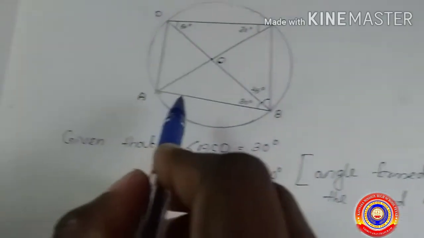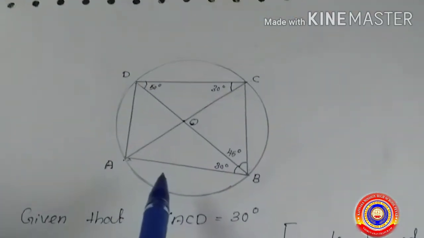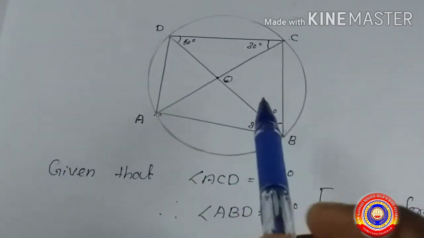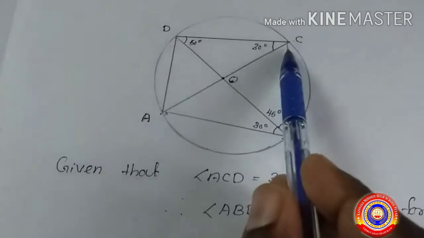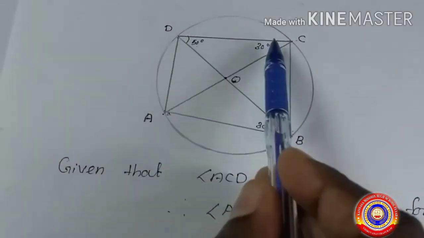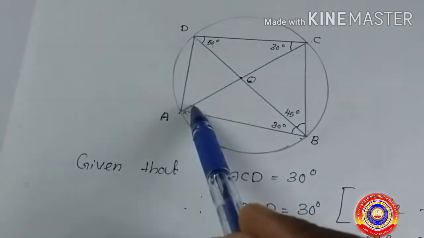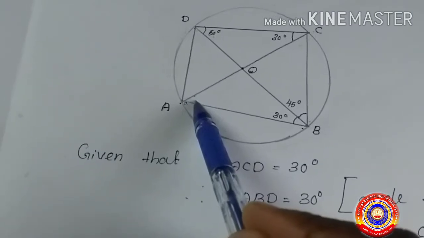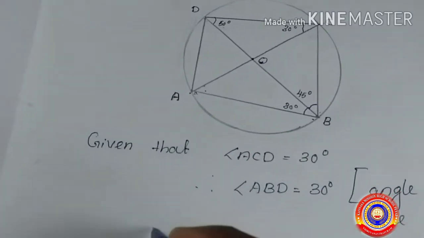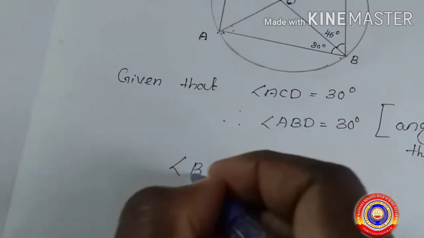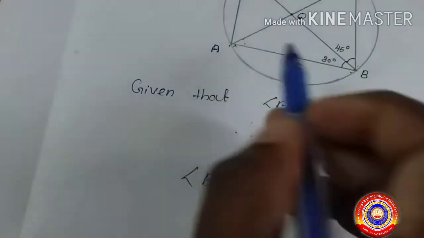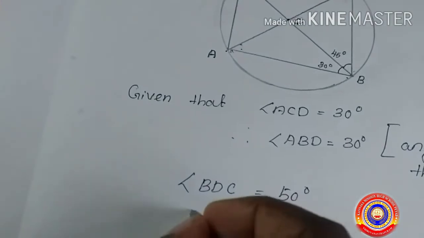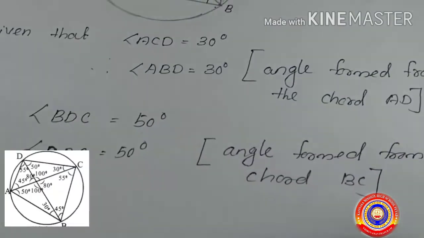Next, angle BDC equals 50 degrees. So angle BAC equals 50 degrees. Both are formed from the same chord BC.